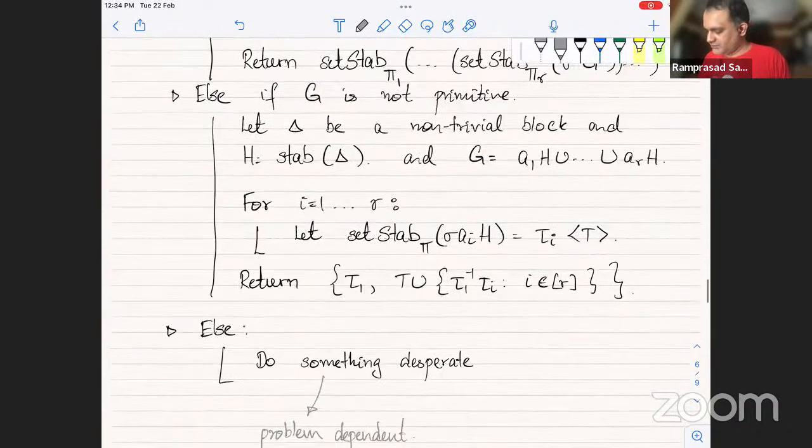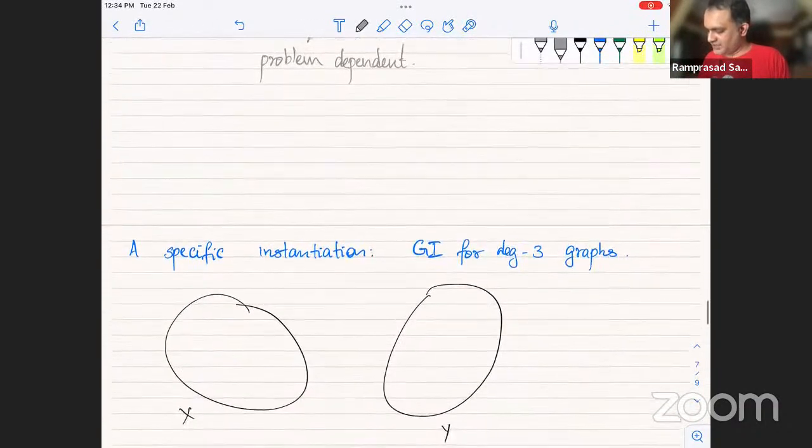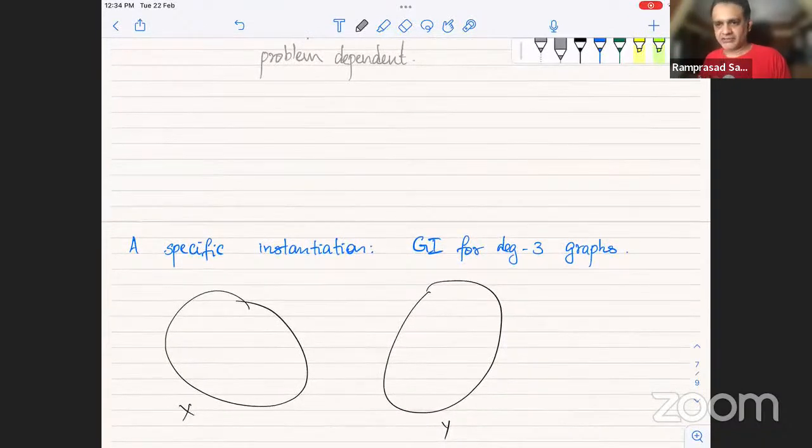Okay. So now let's look at a specific instantiation of degree 3 graph isomorphism. Okay, the setup is the following. I give you two graphs X and Y. Both of them have degree at most 3. By that, what I mean is every vertex has at most 3 neighbors. Okay, that's the same setting in X and same setting in Y. And I want to figure out are X and Y isomorphic or not.